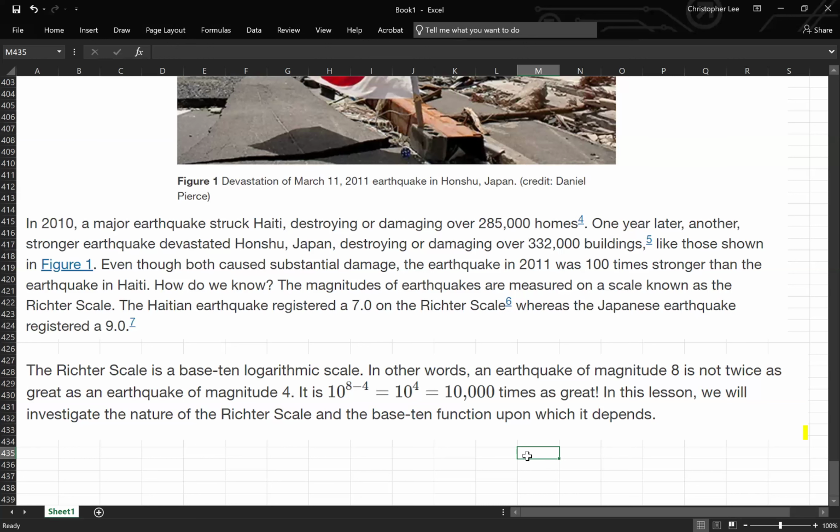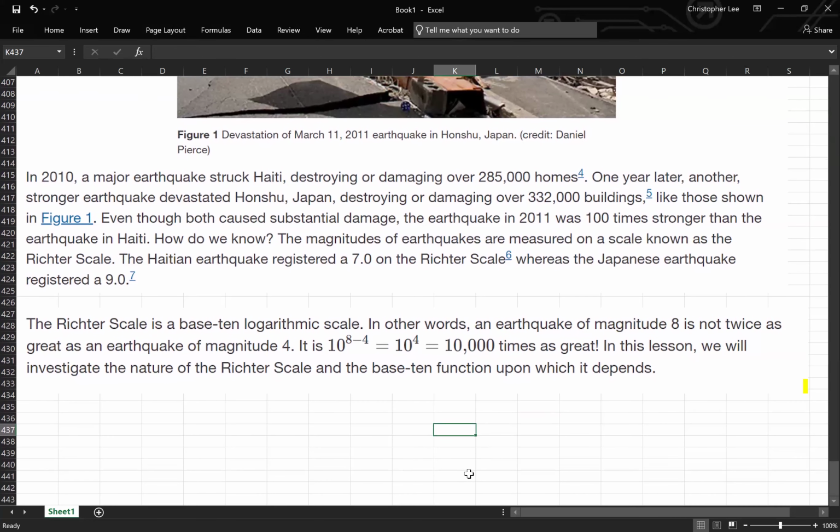It was annoying, but all right, so look, the Richter scale is a base 10 logarithmic scale. In other words, an earthquake of magnitude 8 is not twice as great as an earthquake of magnitude 4. So it is 10 raised to the 8 minus 4 power, which is equal to 10 to the fourth power, or 10,000 times as great. So in this lesson, we will investigate the nature of the Richter scale and base 10 functions upon which it depends. All right.